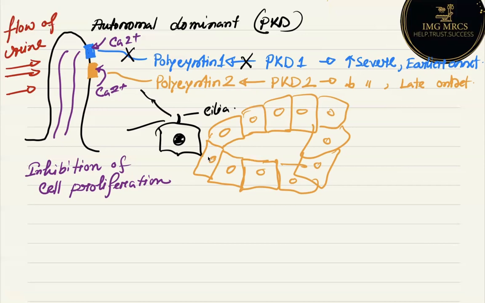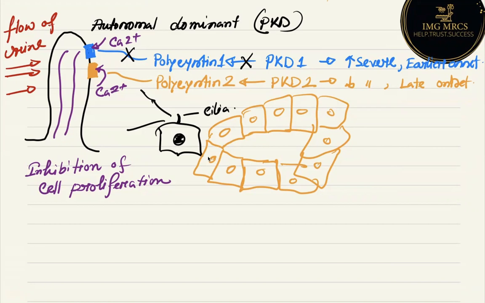Sir, can you please go again? Okay. So how far did you understand? Sir, till the calcium influx. Okay. So when there is a normal calcium influx, it causes the inhibition of abnormal cell proliferation. Clear?